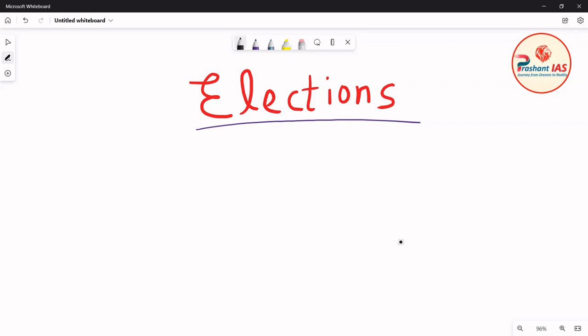So friends, the topic of today's class is elections. Okay, so this is also a topic under Indian polity and constitution. So actually this topic was left. So today I am covering this topic. So you can consider this class as a special class. Okay, so today I am covering this topic in this class.